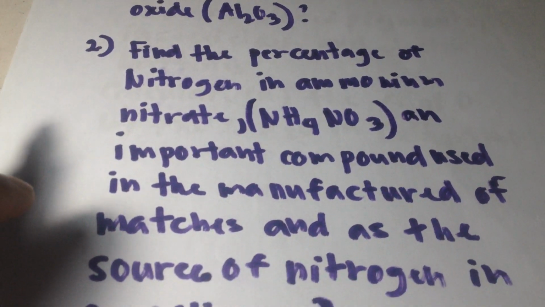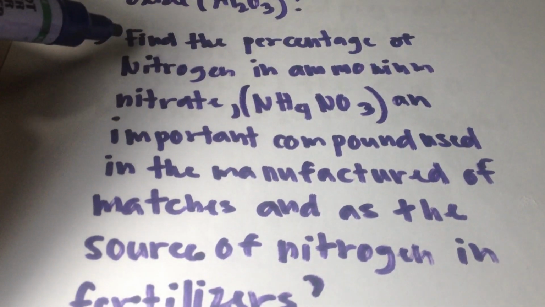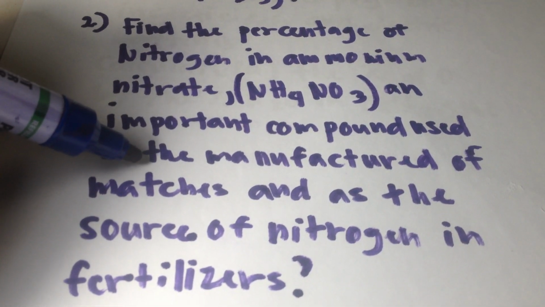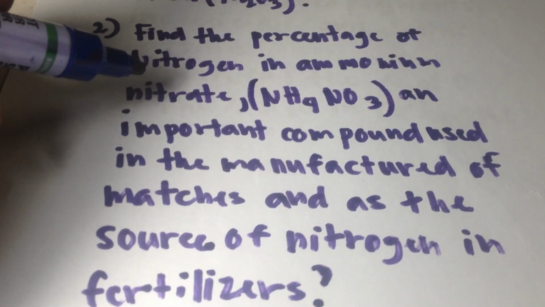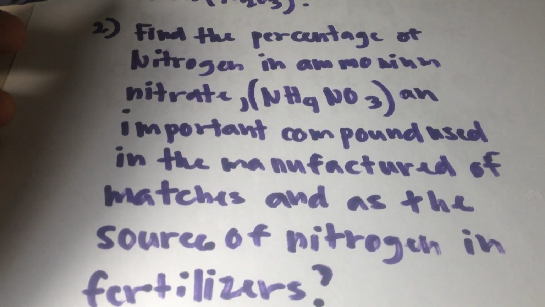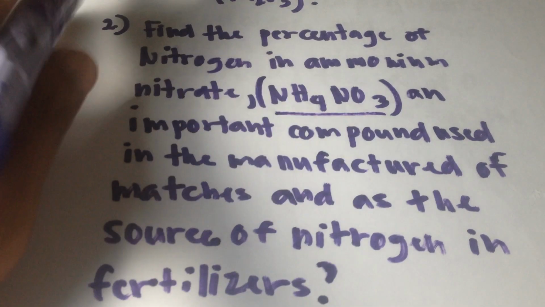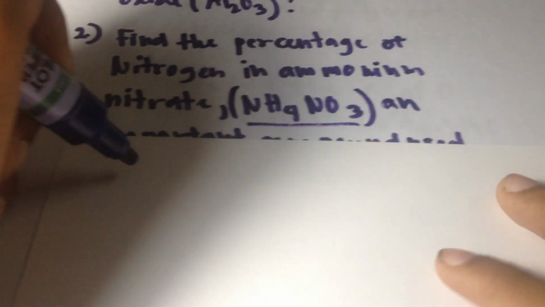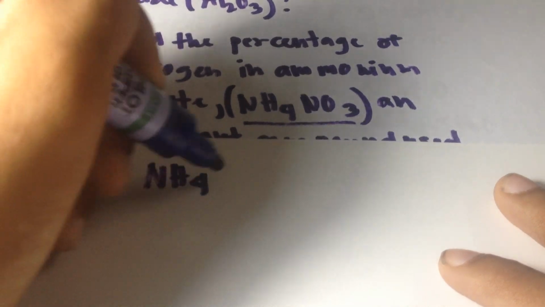In number 2, find the percentage of nitrogen in ammonium nitrate, an important compound used in the manufacture of matches and as the source of nitrogen fertilizer. So the question is, you need to find the percent of nitrogen in ammonium nitrate. So first of all, you need to calculate the formula mass of ammonium nitrate. Okay? So let's write again the formula, ammonium nitrate.